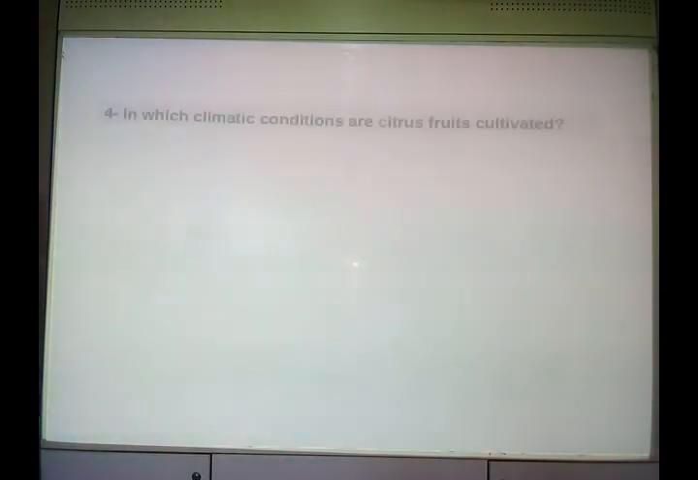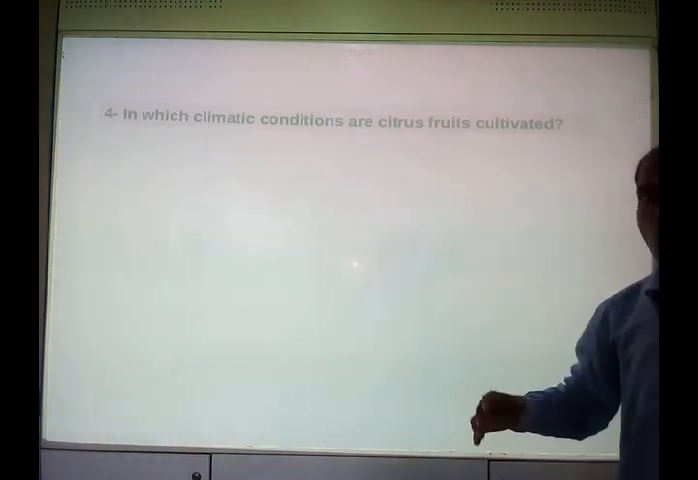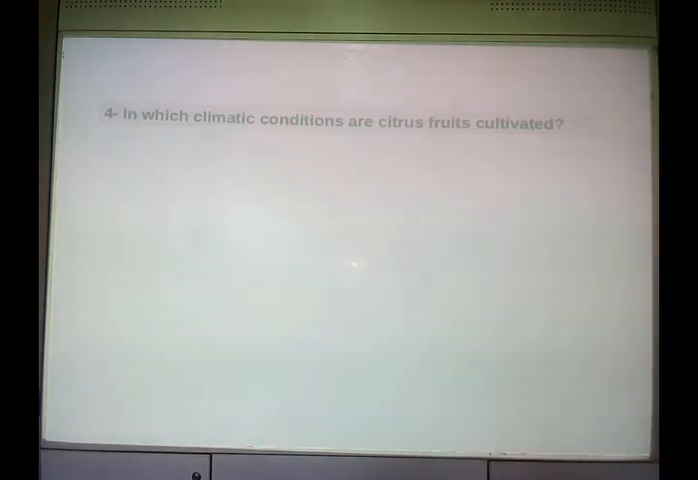Yes. Now next question. In which climatic conditions are citrus fruits cultivated? You have to name the climatic condition only. Hot dry summer and mild rainy winters. Yes, these are the only climatic conditions in which citrus fruits are cultivated. The question has been given in your textbook also. What is the climatic condition for the cultivation of citrus fruits?